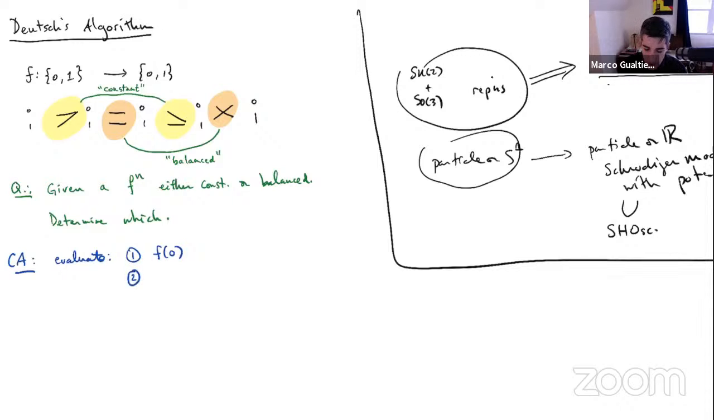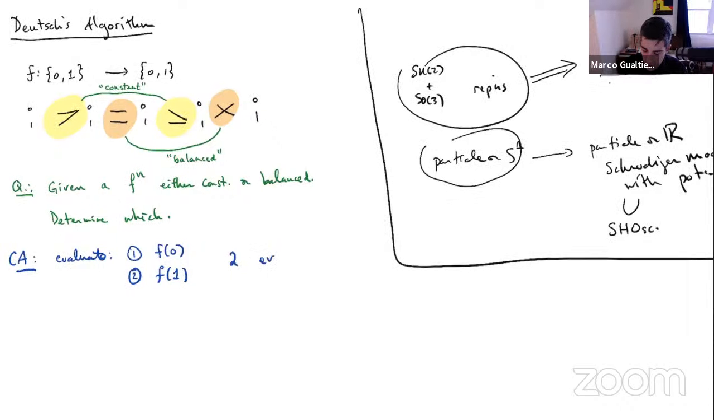So the second step is to evaluate f of 1. And if f of 0 is equal to f of 1, then it's constant. If it's not, then it's balanced. So we're done. So we need two evaluations. And those evaluations, you should think of them as some kind of encapsulation of some longer computation, the nature of which you don't really know. But whatever it is, you have to do it twice.